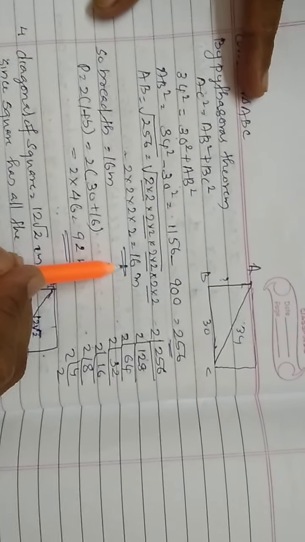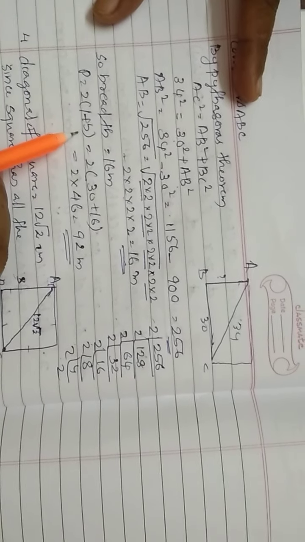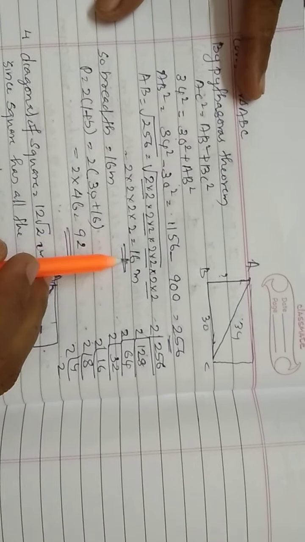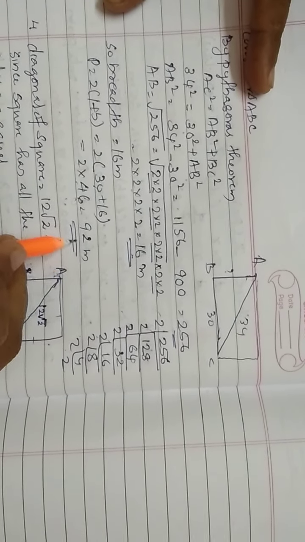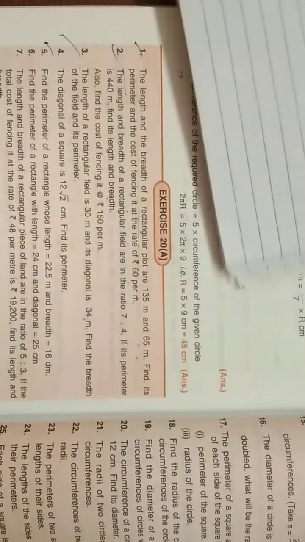Now we can calculate perimeter. 2 into (length plus breadth). Length is given as 30 and breadth we have calculated as 16. That is 2 into 46. That is 92 meter. Moving to the fourth question.